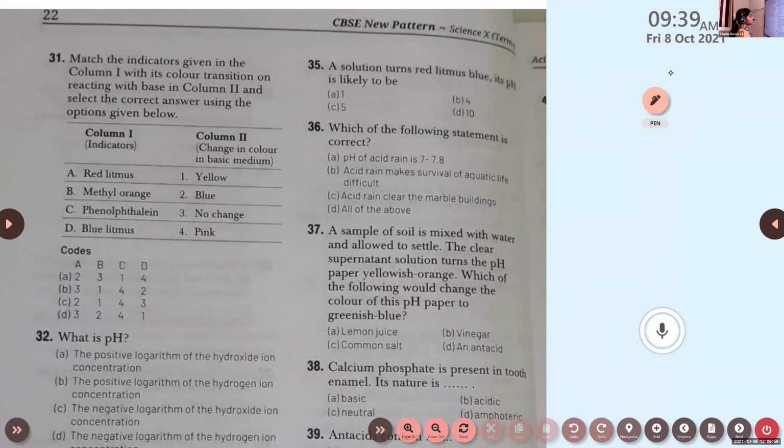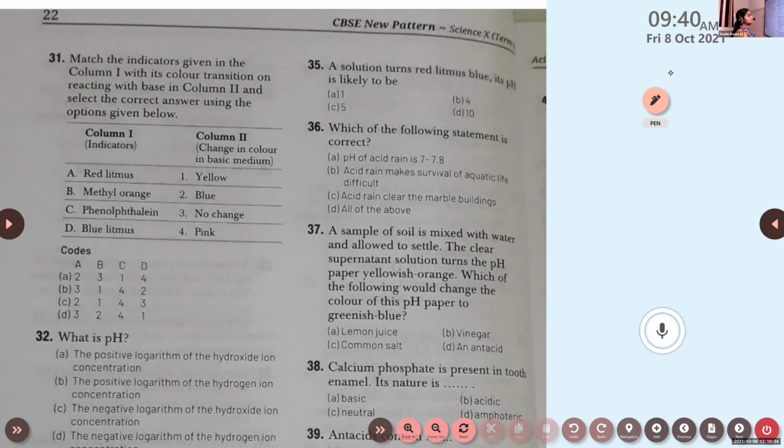Then next, question number 35. Meghna, can you read? If a solution turns red litmus blue, its pH is likely to be 1, 4, 5, 10. Okay. A solution turns red litmus blue. Its pH is likely to be A 1, B 4, C 5, D 10.